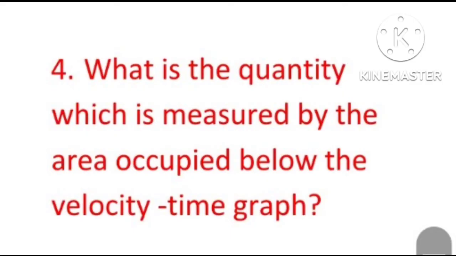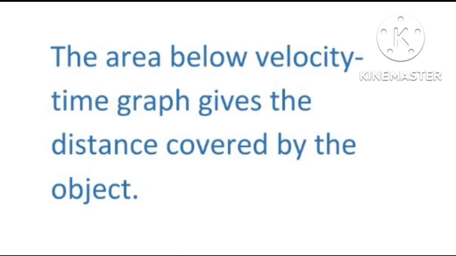Now we can move to the fourth question. That is, what is the quantity which is measured by the area occupied below the velocity time graph? We can draw a velocity time graph by taking velocity along y-axis and time along x-axis. And if you are taking the area below the velocity time graph, we will get the distance covered by the object.